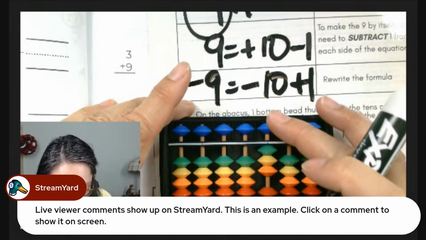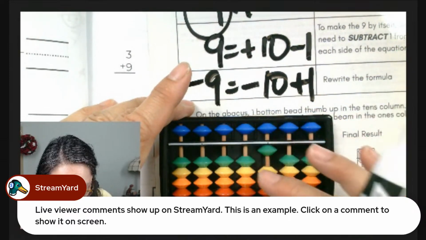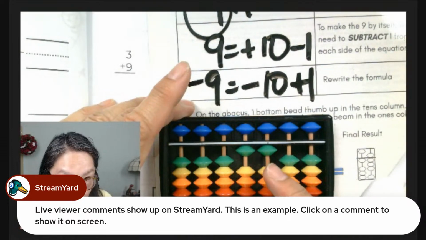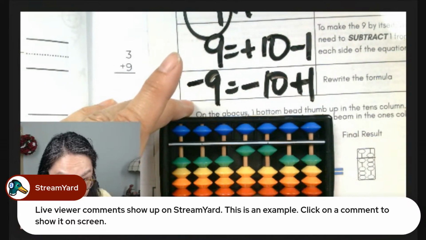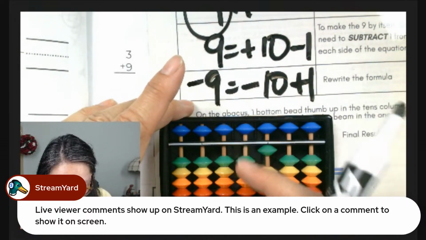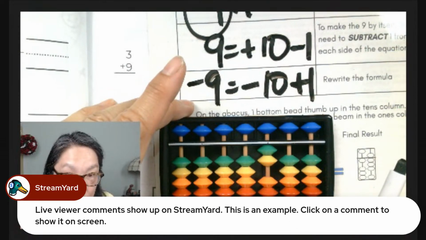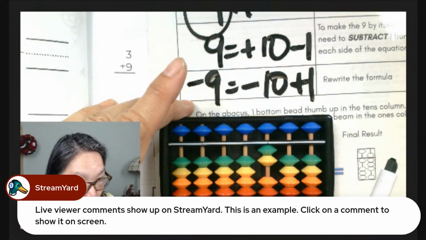Why are we doing that? Because when we work with 11 and I want to take away the 9, minus the 9, minus the 10 and then plus the 1. So my final answer is 2.